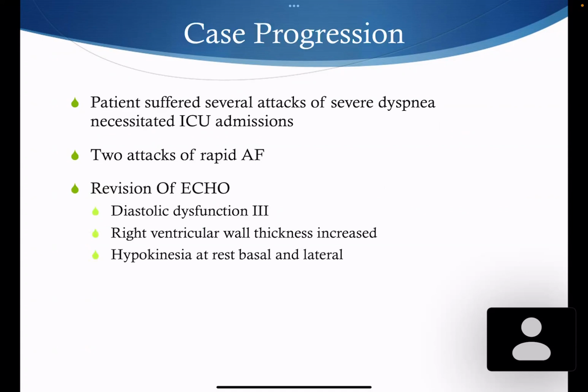The patient started to suffer from several attacks of severe dyspnea that necessitated ICU admission, what we usually call pulmonary edema. He also had 2 attacks of rapid atrial fibrillation. He had his echo revised that showed diastolic dysfunction type 3 with increased right ventricular wall thickness and hypokinesia at rest in the basal and lateral aspect of the myocardium. And this echo finding actually can be very alarming in such a case.